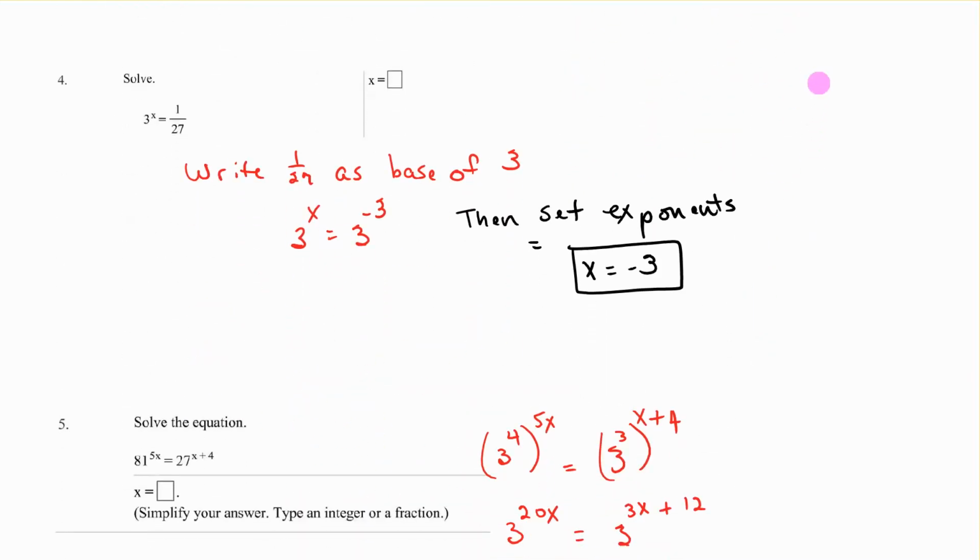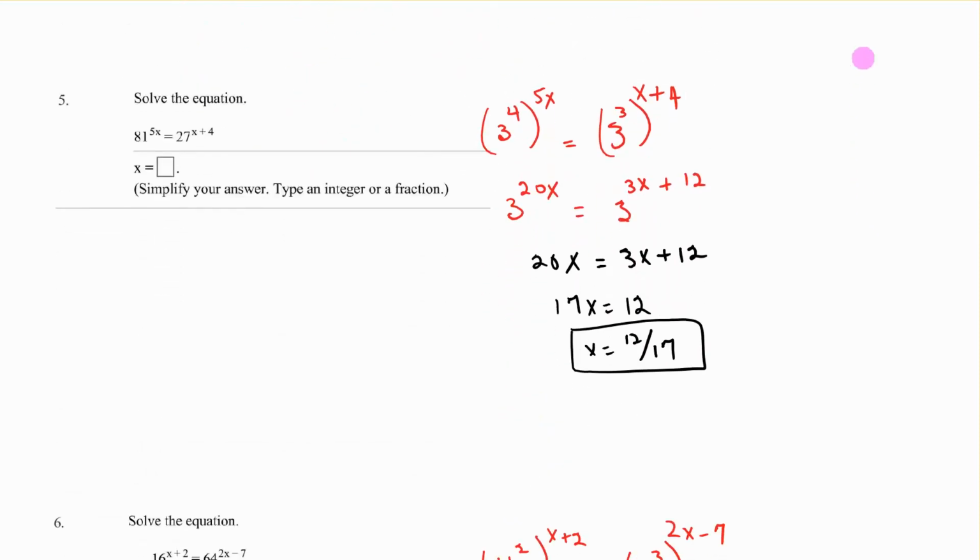All right, 3 to the x equals 1 over 27. When we have a fraction, we should think negative exponents. So we're going to change 1 over 27 to 3 to the negative 3. Now that our bases are the same, we can just take the exponents and set them equal. We have solved our answer. There's our answer.